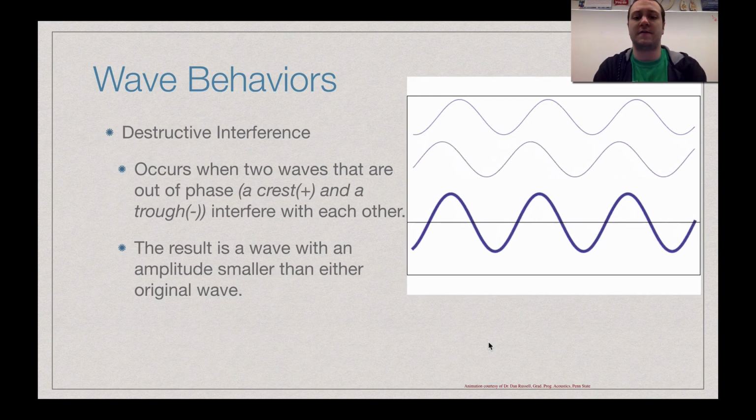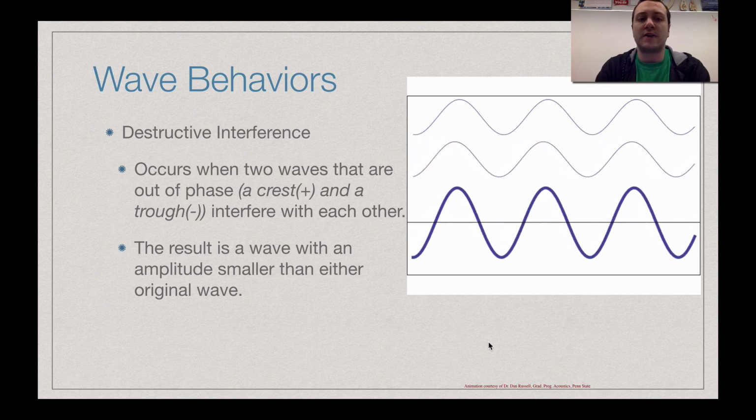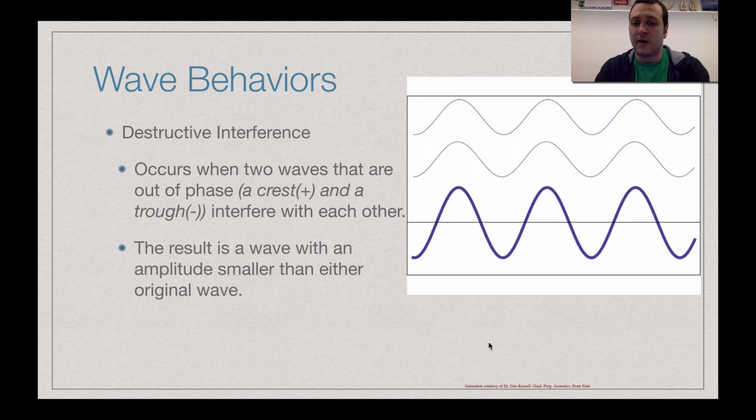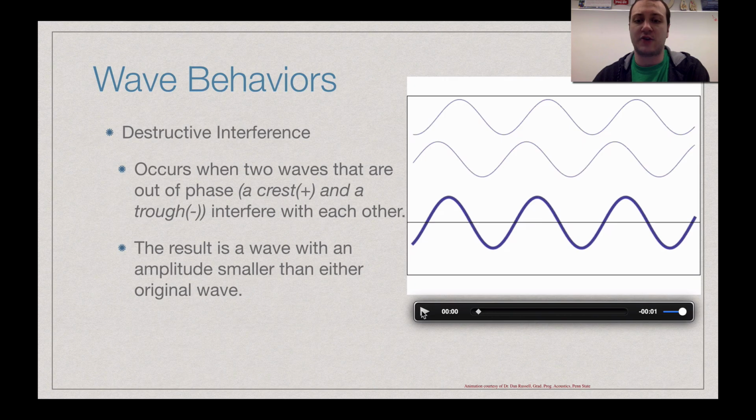Now, destructive interference is our next type of wave behavior. This occurs when we get two waves that are out of phase, so a crest interferes with a trough. I'm going to pause this animation real quick. The top wave does not move. The middle wave is moving. The bottom wave, which is the thicker of the three waves, is the sum of the wave interaction. So when they become superimposed on each other, that is what we get as a result.